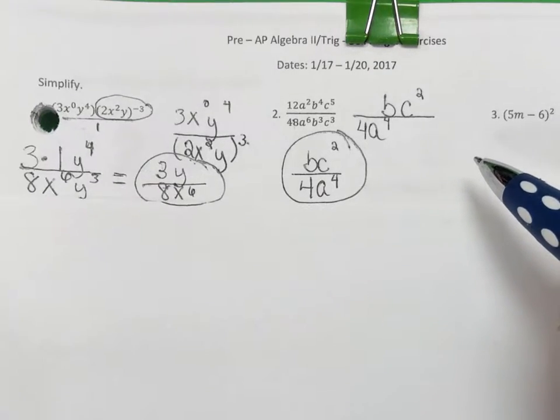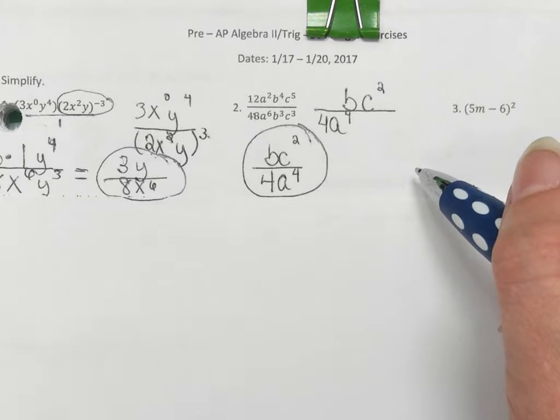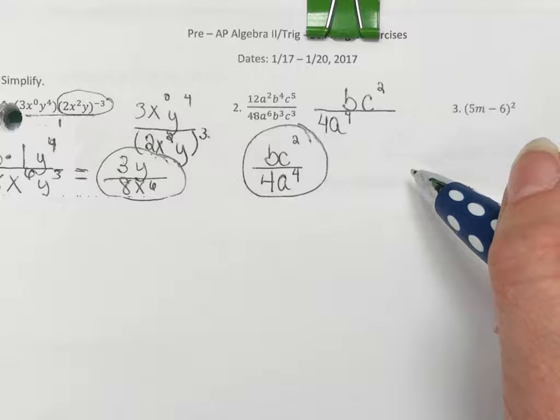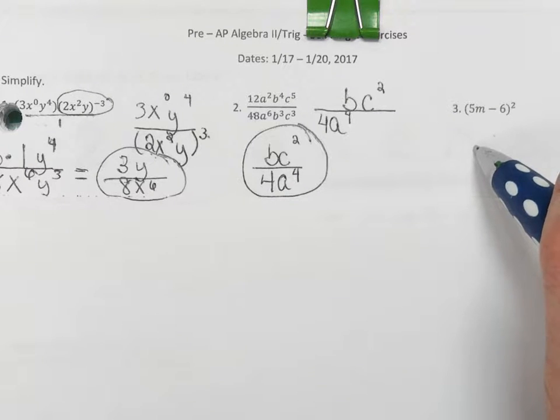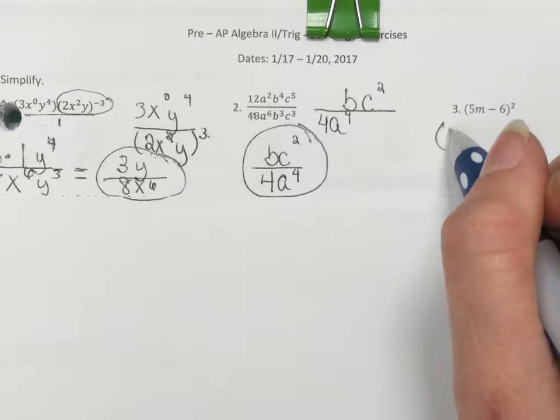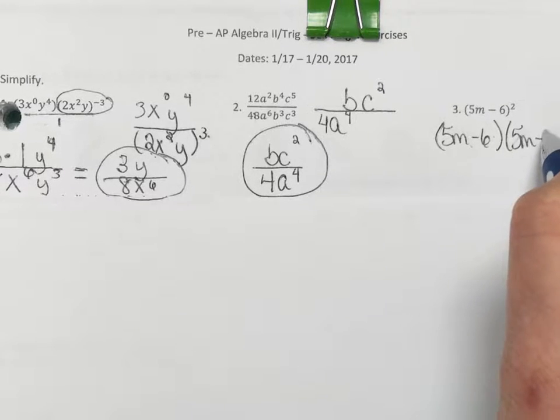Okay, this last one, number 3, is the one that keeps getting you and keeps getting you and keeps getting you. It got you on your checkpoints. It got you on your quizzes. And I'm hoping and hoping and hoping when I grade your test today, it did not get you on your test, okay? How do I do this? Because my answer is not 25m squared plus 36. You have to write them twice and FOIL them, okay?